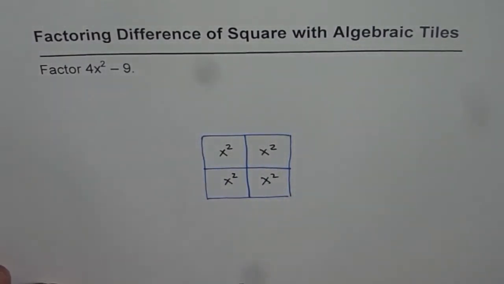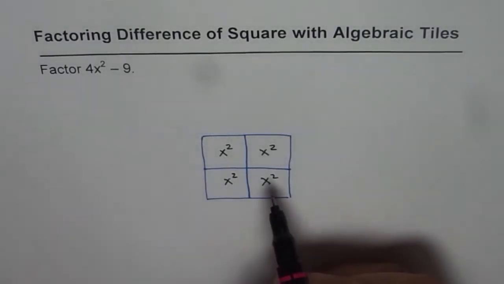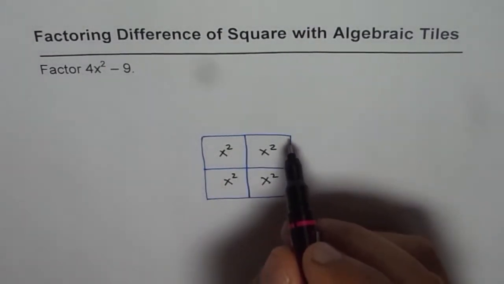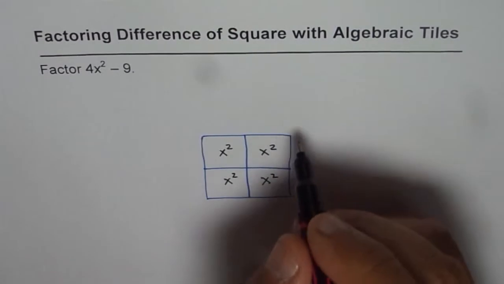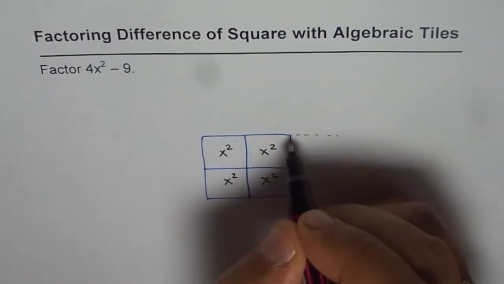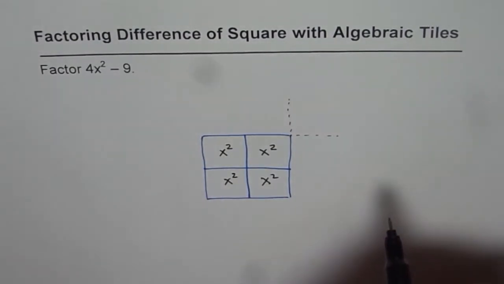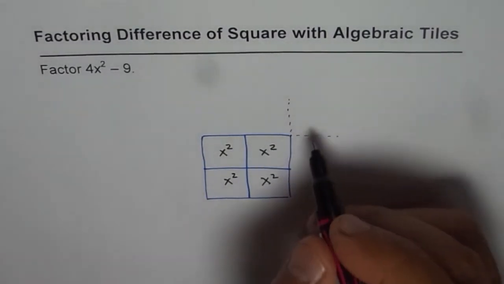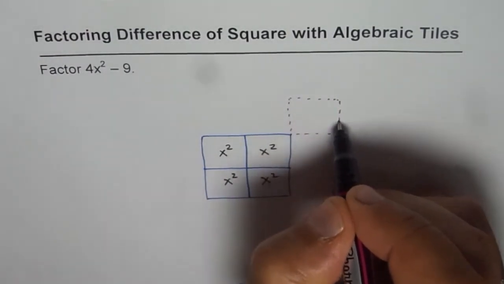Now minus 9. We have learned and seen that whenever we want to factor, the unit tiles are always placed diagonally. Minus 9: we have to place 9 of them diagonally across the x squared tiles. That means they will be placed in this position. Since there are 9 tiles, we can place them in a 3 by 3 form, right? So that could make 9 for us, 3 by 3.